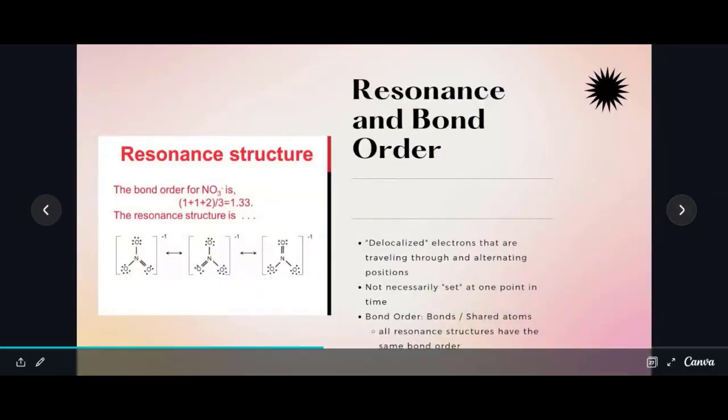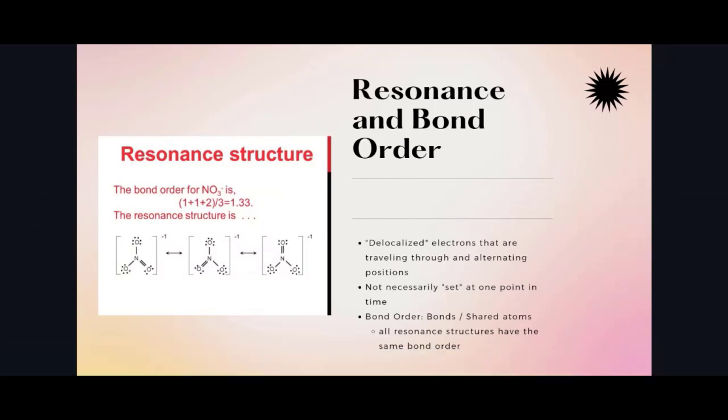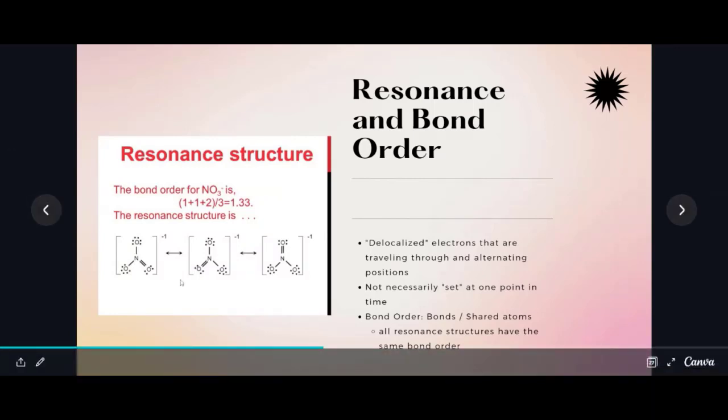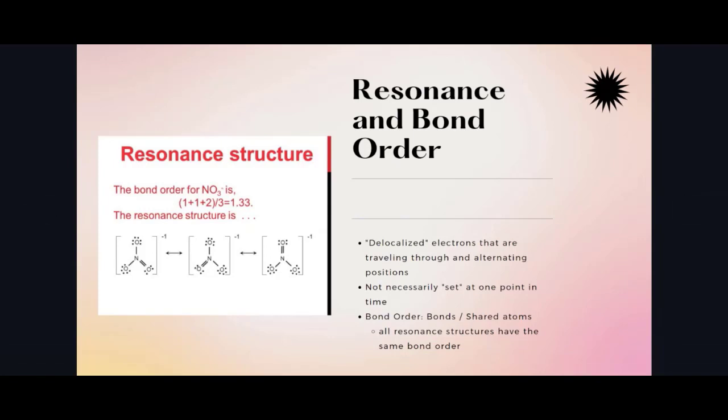So we're going to go ahead and talk about resonance and bond order. Going back to the structure of nitrate, notice there are three Lewis structures here, and they all differ in the location of the double bond. These double bonds can exist in 3 different locations: the double bond on the right part, the double bond on the left part, and the double bond on the top oxygen. These are all valid. The reason this happens is that these are essentially delocalized electrons that are traveling through in alternating positions.